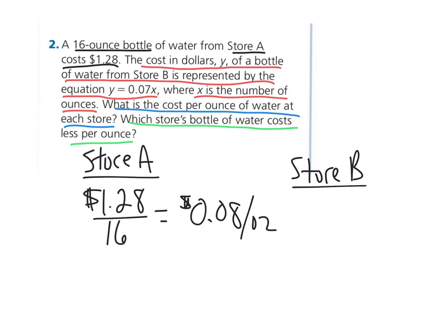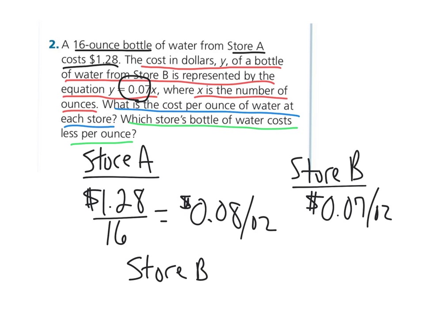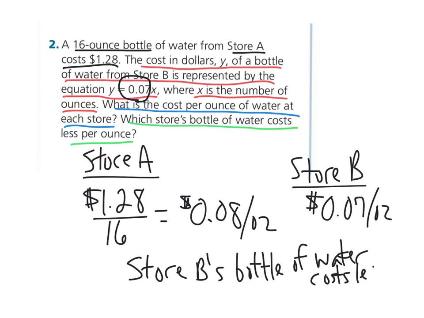Store B, if you look at the equation, it's telling you the cost per ounce. That's the rate of change, which is the slope of the line. So that's store B by the equation. We know that that is 7 cents per ounce. So based off of that, we could say that store B's bottle of water costs less per ounce.